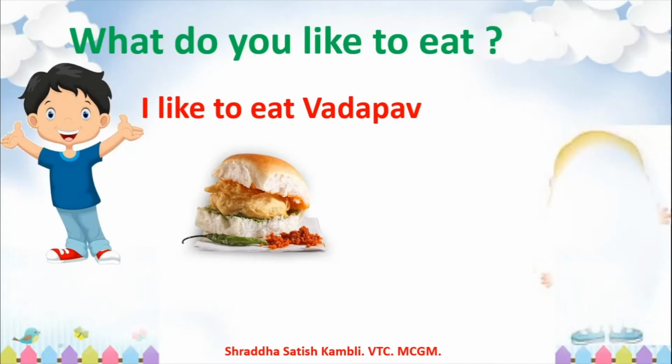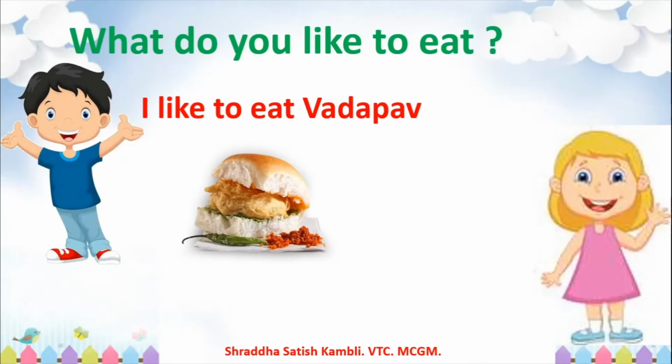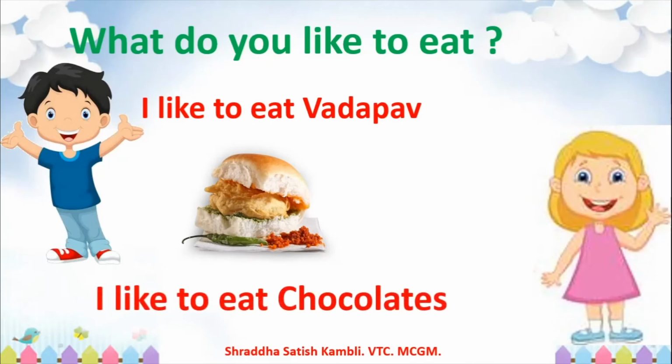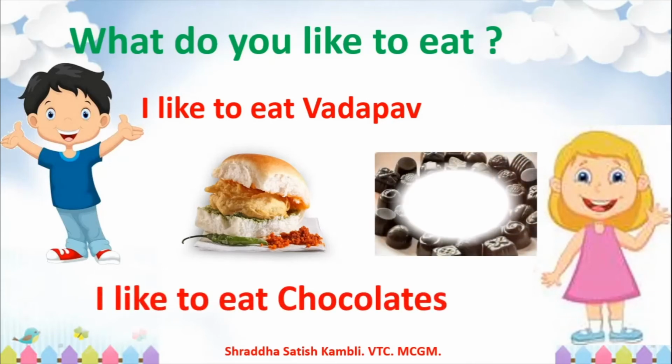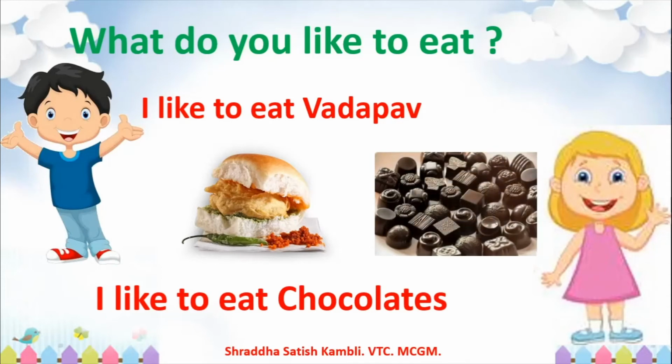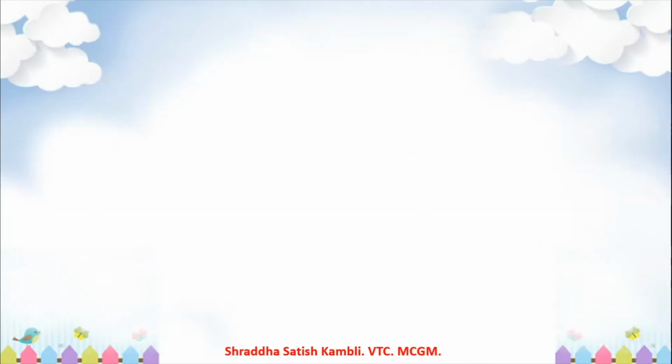What about sweet Rani? Rani likes to eat chocolates. So Rani is sweet like the chocolates and therefore she likes to eat chocolates. So see here, look at the words vada pav and chocolates. These are the names of food. Okay, they are also naming words, children.